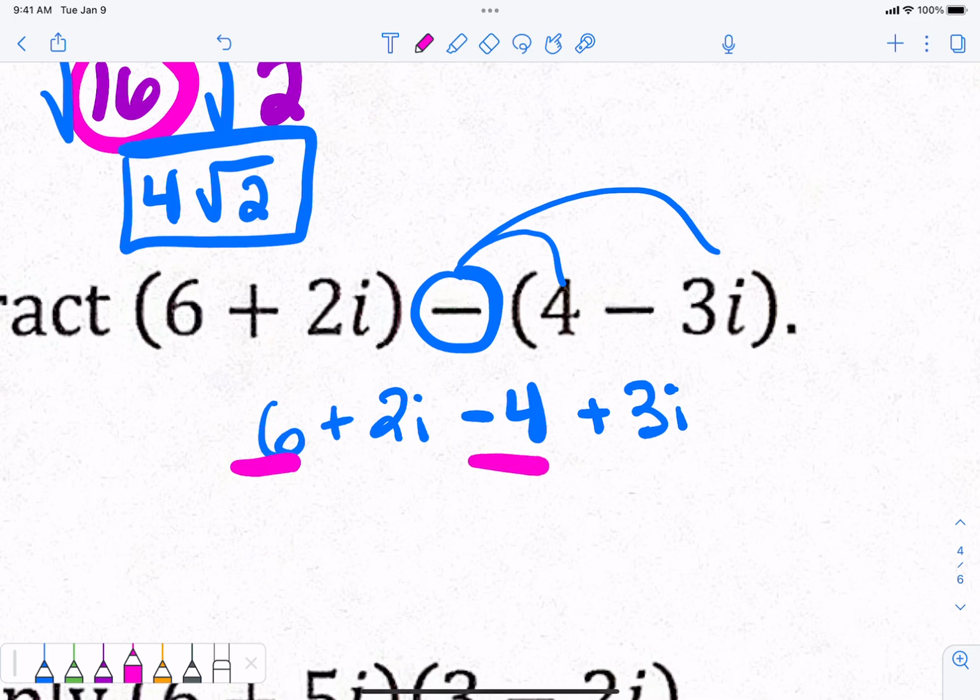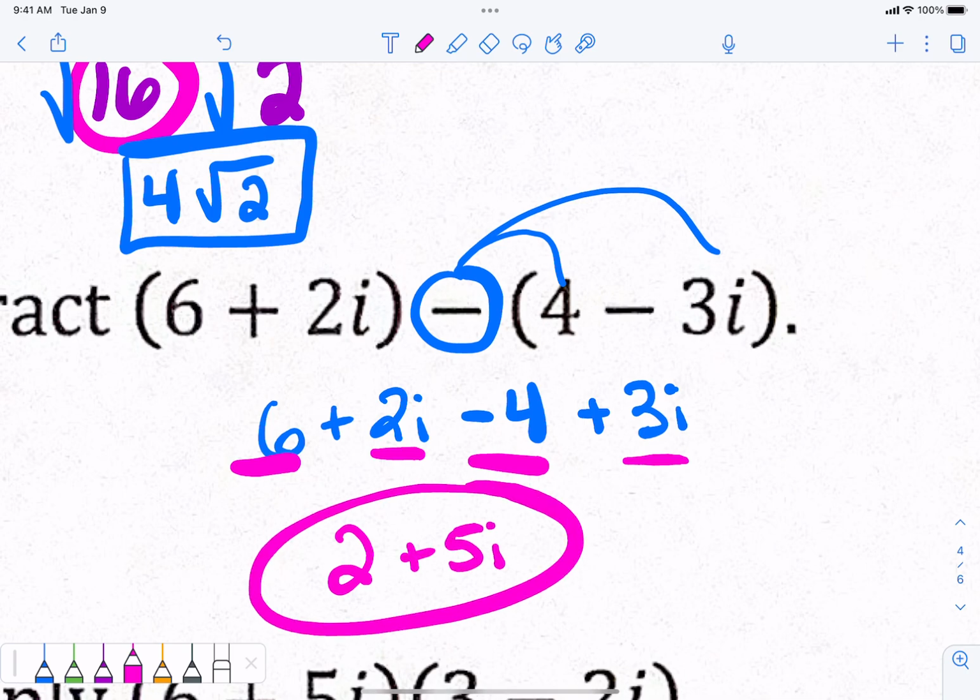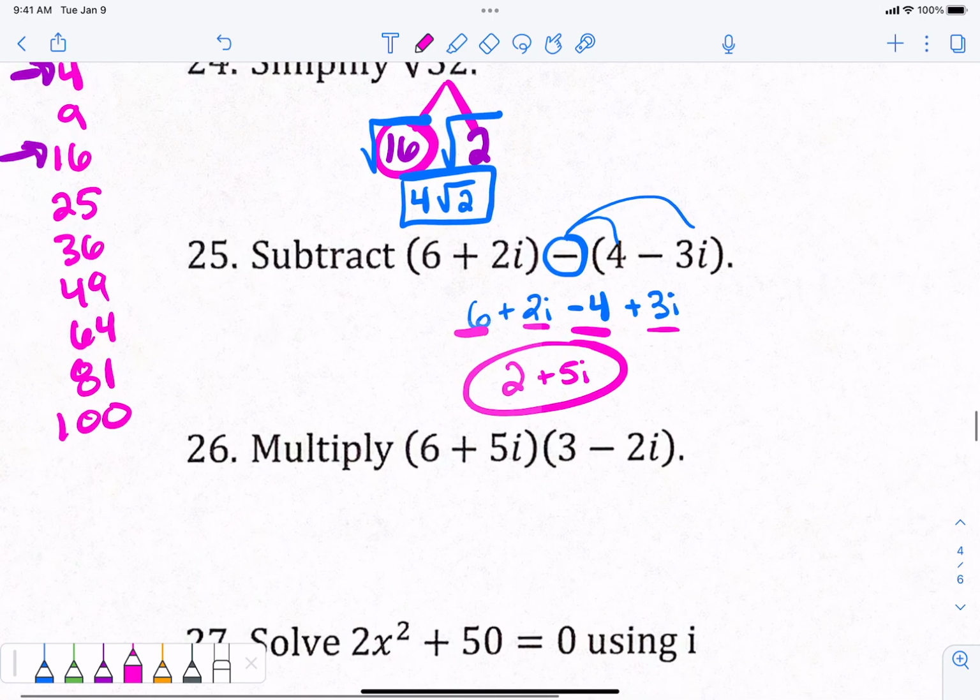Okay, then we just combine. 6 and -4 can go together. And that makes 2. And 2i and 3i becomes 5i. You are right. 2 plus 5i. Those should be easy ones. Hopefully. Yeah, we're almost done. 2 plus 5i. Got it?